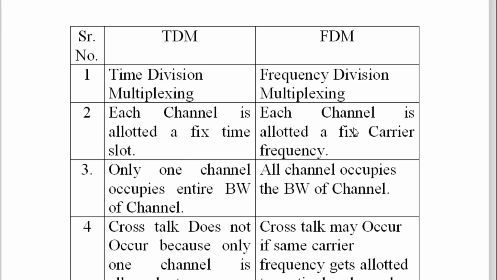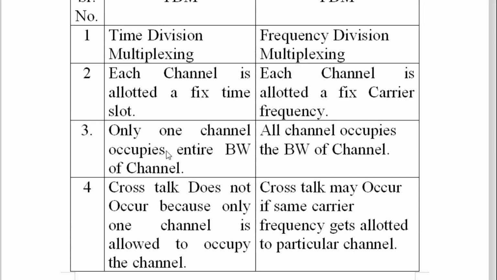Each channel is allotted a what? Fixed carrier frequency means, in another language, each channel is modulated with a different carrier. In TDM, only one channel occupies the entire bandwidth of the channel. Channel means information signal. Only one information signal is allowed to go on that particular channel, because the multiplexer selects only one.